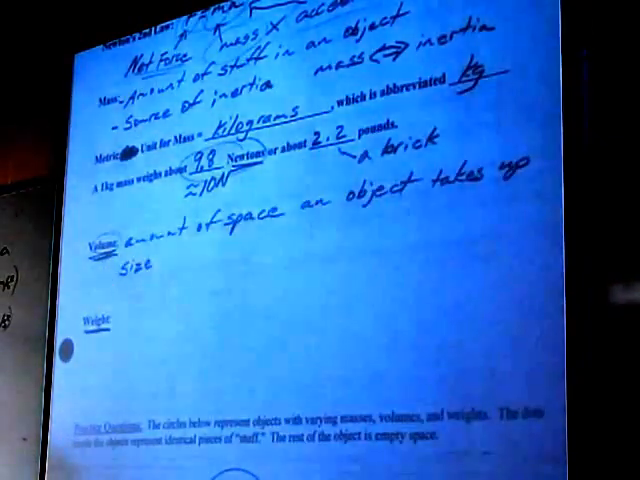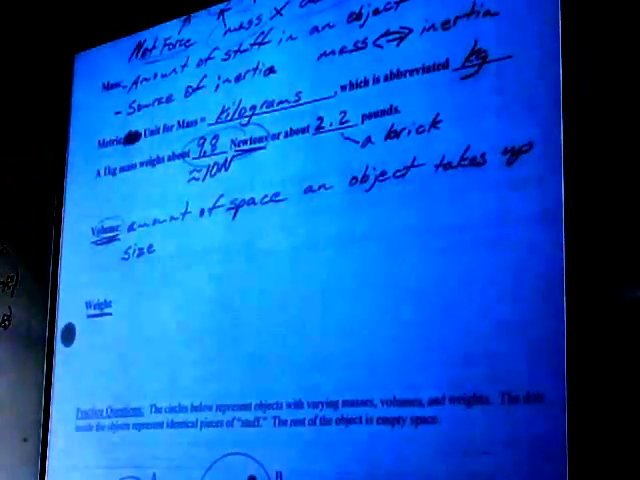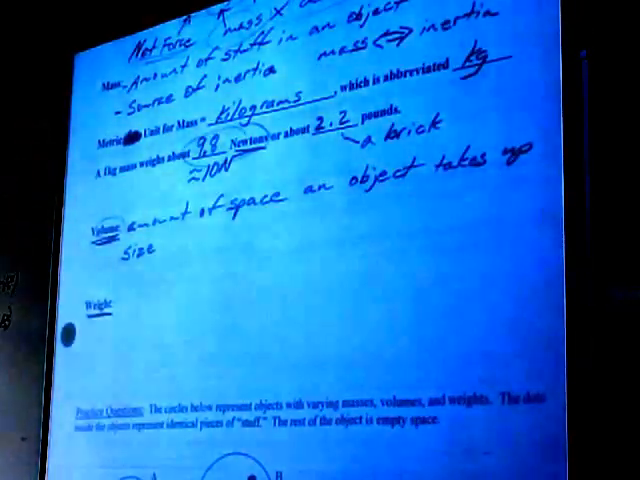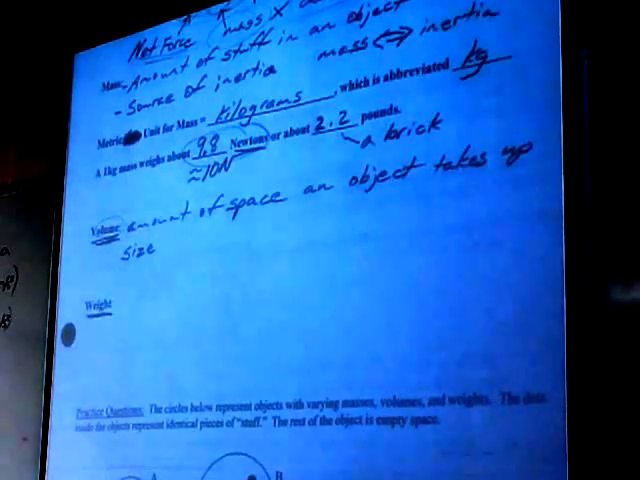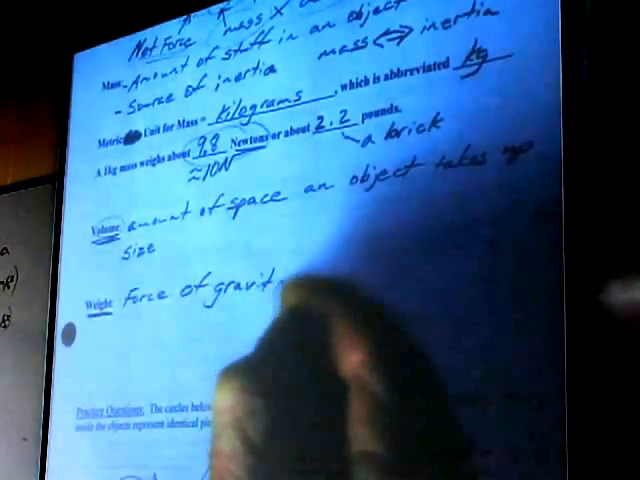Weight and mass are different. Weight is how much something weighs. A lot of people say how heavy something is. And yeah, that's true, but what determines how heavy something is? There are two things that determine weight: gravity and mass. The more stuff you have, the heavier you're going to be. And the stronger gravity is, the heavier you're going to be. So it's the force of gravity acting on an object.